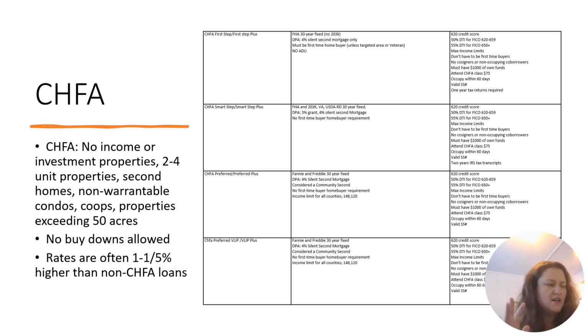The first program that is really popular in Colorado is called CHFA. No income or investment properties can be used with these products. You can use 2 to 4 unit properties as long as you live in one. You can't use a second home, non-warrantable condos, co-ops, or anything exceeding 50 acres. There are no buy downs allowed. Rates are typically 1 to 1.5% higher than non-CHFA loans, and getting those loans approved often takes a couple more weeks.